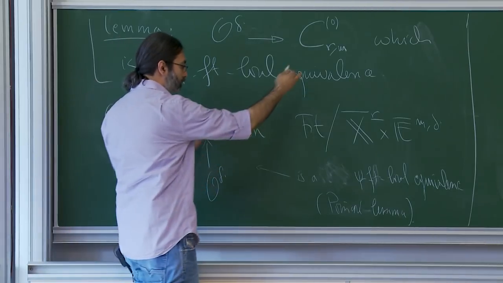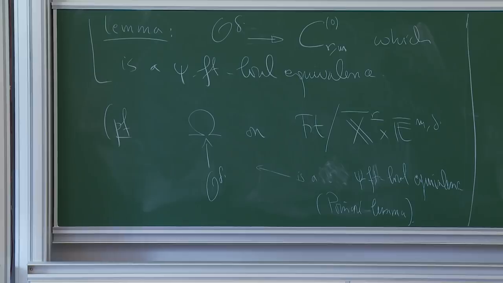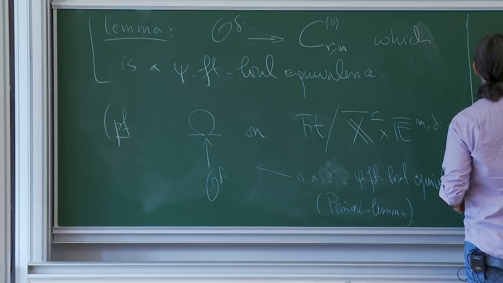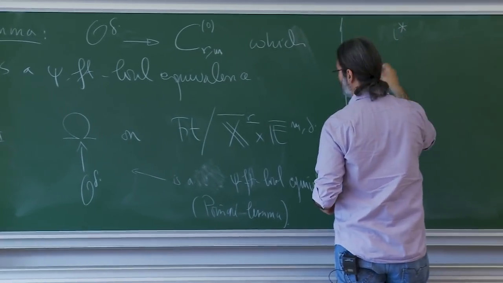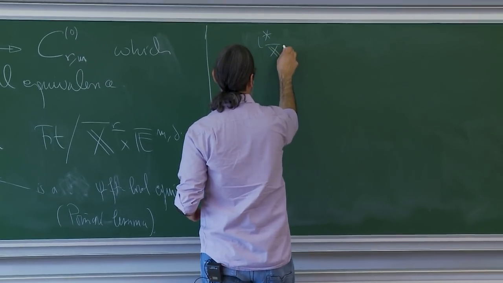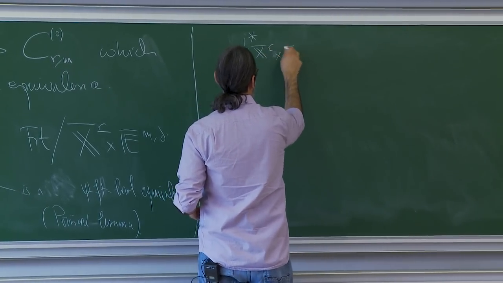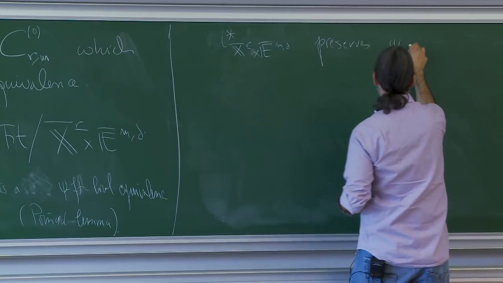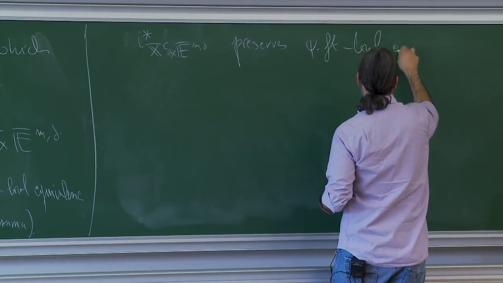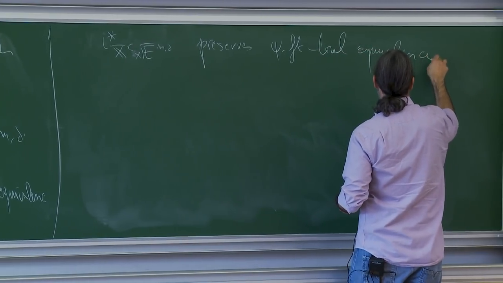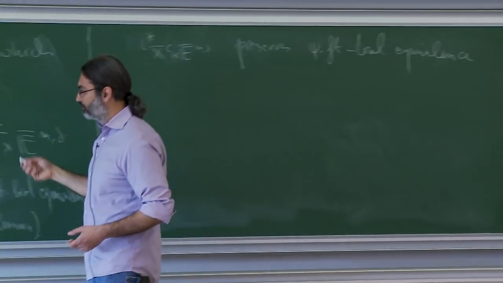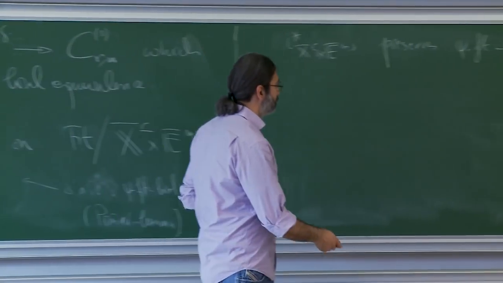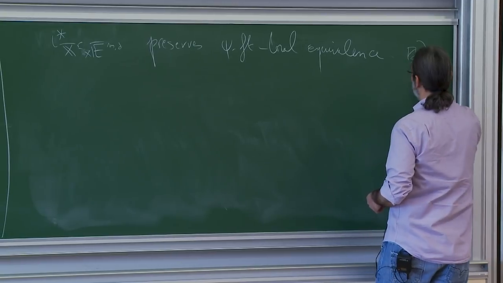Which is actually even true on the big side. But I just want to use it now on the small side. And now the next thing is to remark that this functor I upper star bar and delta preserve CFT local equivalences. And this is a totally general fact. Whenever I have a morphism of sites, one has such a property. So this is the proof.